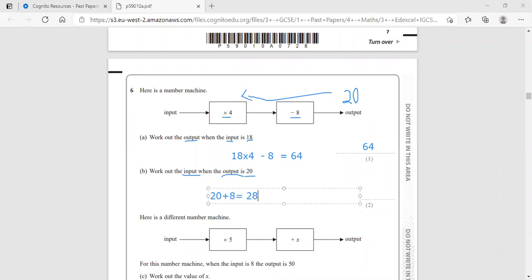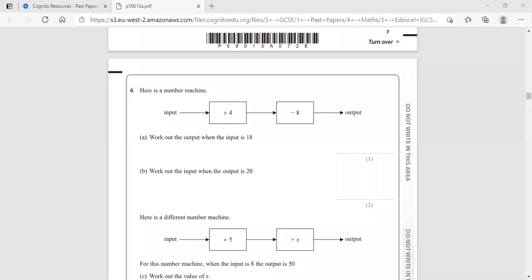And then instead of doing times 4, we have to do divided by 4. And what will that give us? That will give us an input of 7, and that is the answer. Okay, and that is the end of that part. Now on to part C.